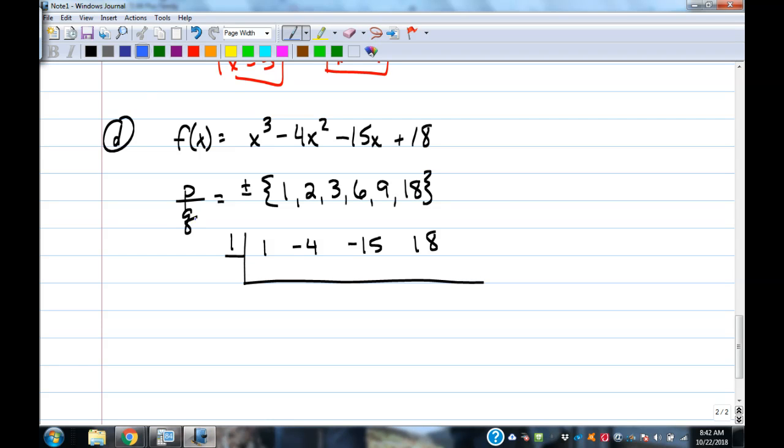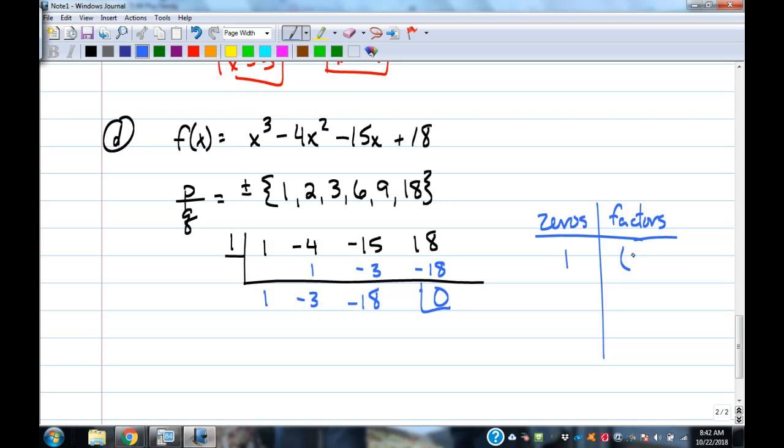Okay. And it should be no surprise that you get 0 as the remainder. Okay. So a 0 remainder for 1 means it has a factor of x minus 1, right?